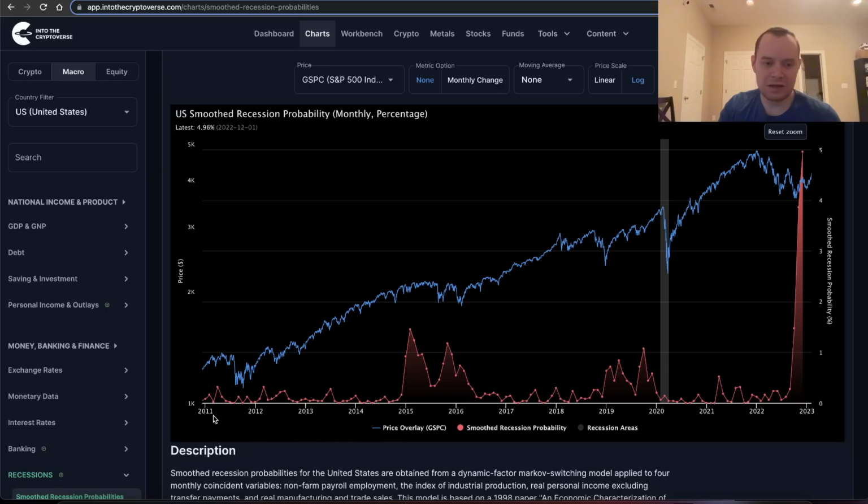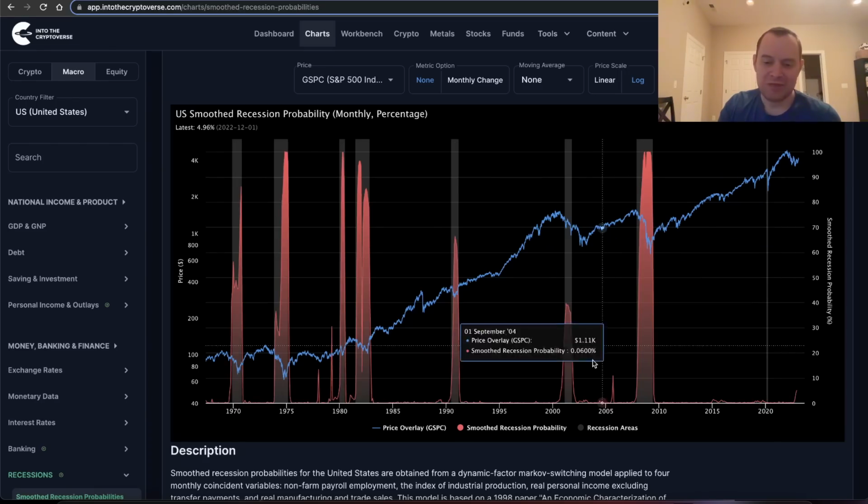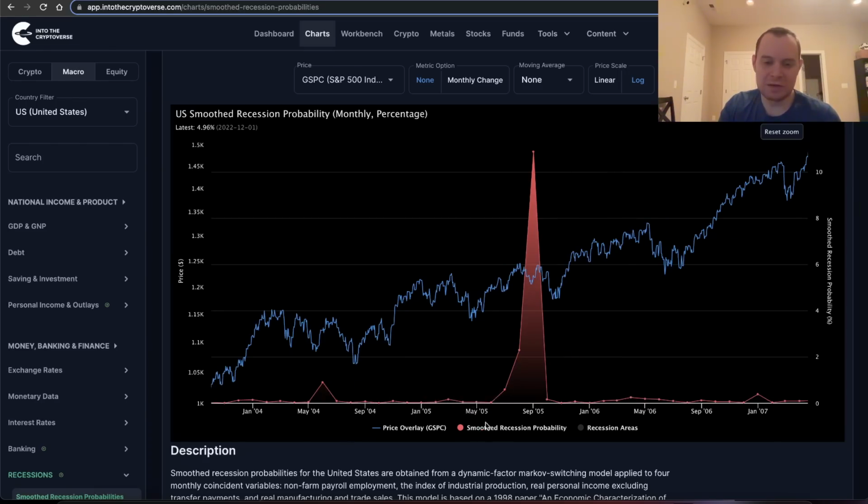If you zoom in to 2011 and look at where it's been since then, it hit really, really low, and now it's shooting up to almost 5%, still relatively low. And there have been plenty of times where we had these false readings, where it went up and the market went down, but as high as 10 or 11% here, we did not go into a recession.